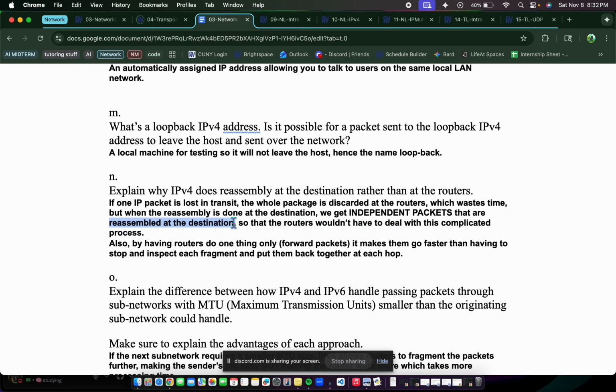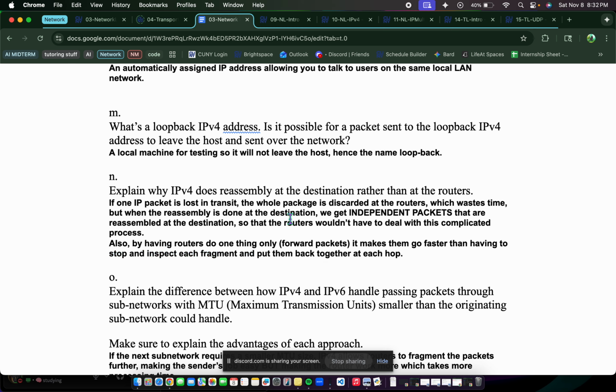You can think of it like cramming all of your stuff into one box, so it's a little bit easier to deal with shipping. This also makes things go a lot faster because your routers are only doing one thing. They're forwarding packets. They're not also reassembling the packets, which would end up taking a lot longer. Instead of having to stop and inspect every fragment and put them back together at each hop, which takes way too long, this allows them to go a lot faster.